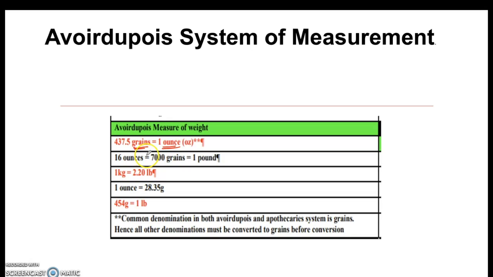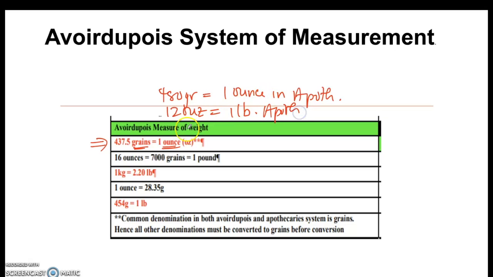Now, the difference between the apothecary system and the avoirdupois system is the amounts, the conversion within the system. So for example, 480 grains is equal to 1 ounce in the apothecary system. But when you look at the avoirdupois system, it has 437.5 grains to 1 ounce. Also, in the apothecary system, you have 12 ounces that makes up the pound. That's in the apothecary system. But in the avoirdupois system, 16 ounces make 1 pound.